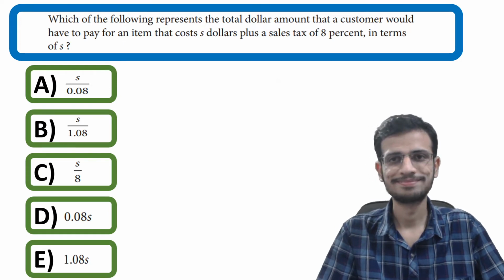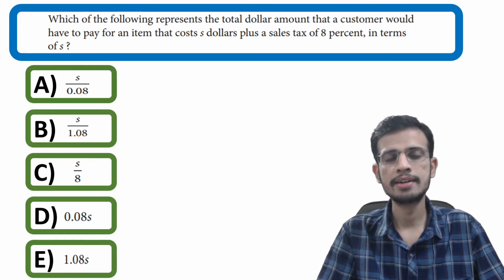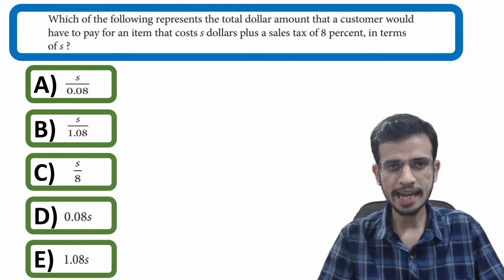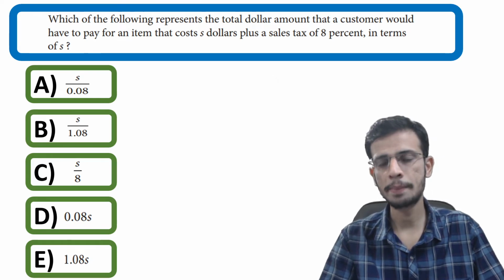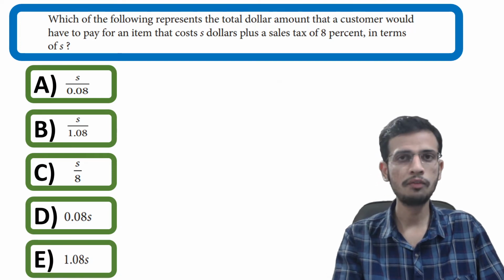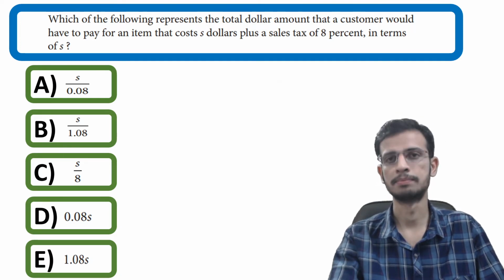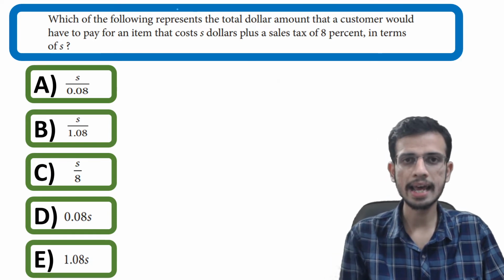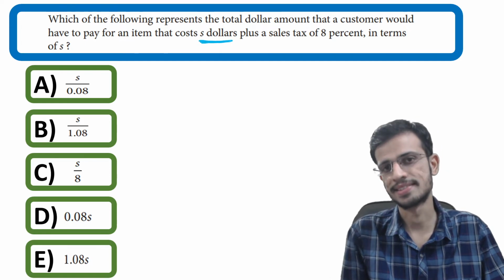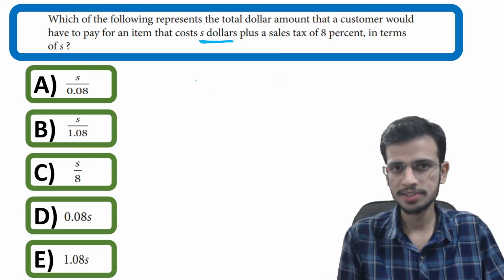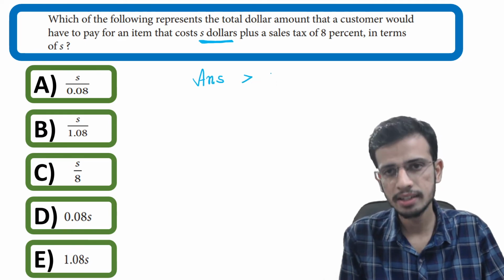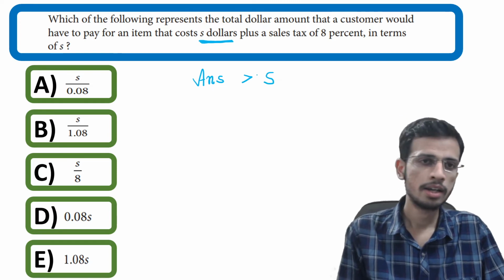Are you getting my point? If you are in India and you are buying some product of 100 rupees and it comes under 18% GST, you will be paying 100 rupees plus 18% of 100, that is 18. You will be paying 118 rupees to purchase that item. So you will be paying more than the original cost price. Your answer will be greater than S because you are paying sales tax, right?